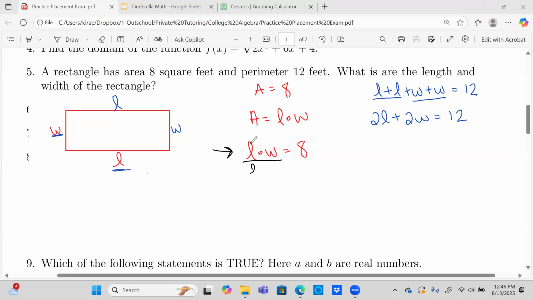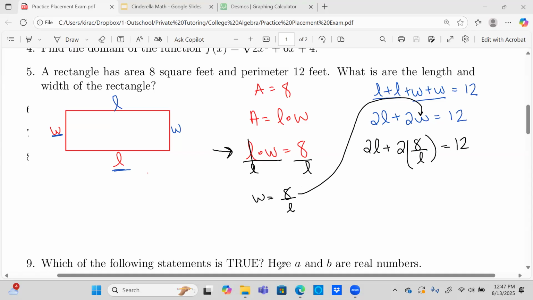So I'm going to divide by L to get L off. So the width is 8 divided by L. And I'm going to put that in for this width. So we have 2L plus 2 times 8 divided by L equals 12. So we have 2L plus, there's a 1, that would be 16 divided by L equals 12.